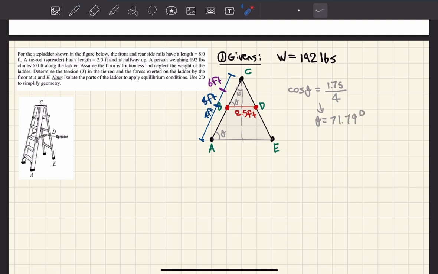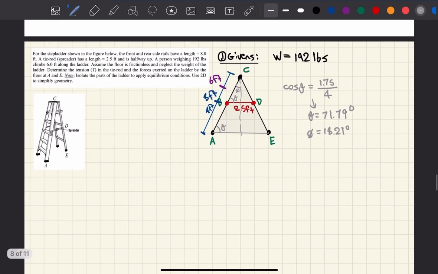Since all the angles within a right angle triangle add up to 180, you can further find that phi ends up being 18.21 degrees. Perfect. So you have all the dimensions that you basically need for the question. All that's left for givens is the notes. They're just 2 simple notes that can be extracted: the mass of the ladder is neglected, as well as the friction force of the ladder with the ground. So these 2 are neglected.